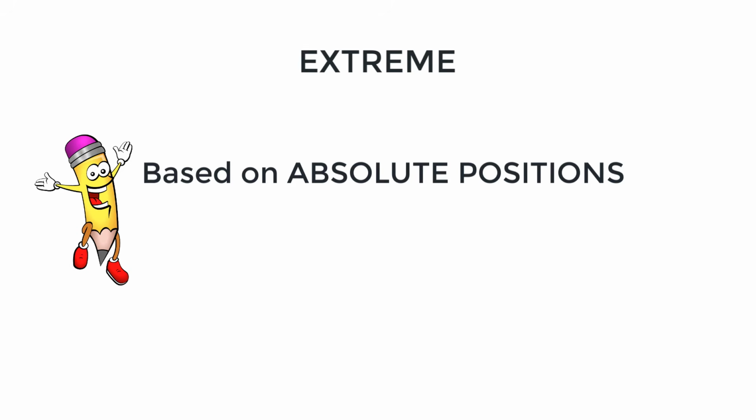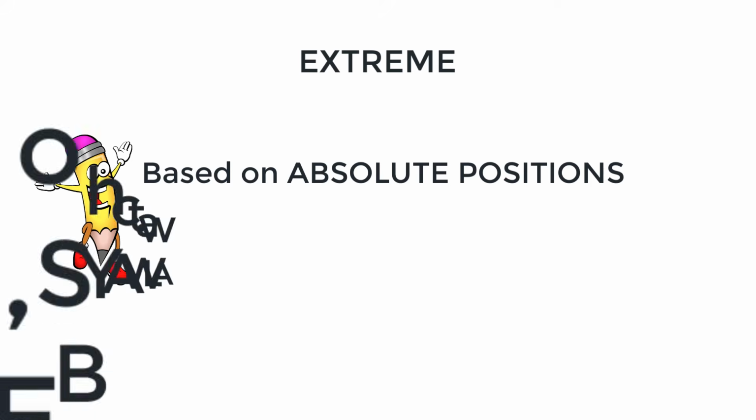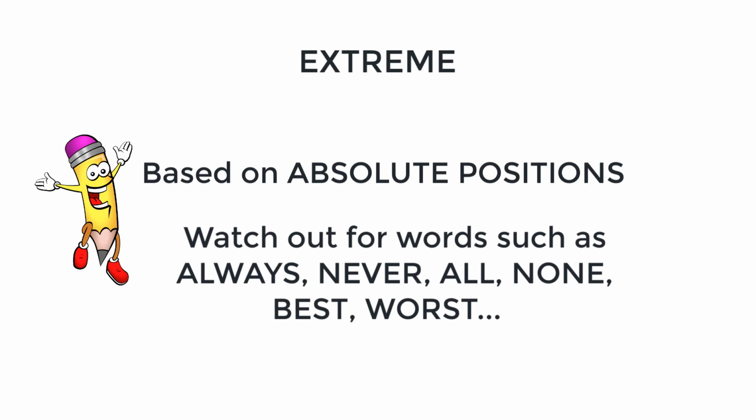And the last type of trap answer is the extreme trap answer. These types of distractors are based on absolute positions. These choices are almost always incorrect. Notice that I said almost always, because if I said always incorrect, I myself wouldn't be making an extreme assumption. So they are almost always incorrect unless stated in the passage. Be wary of distractors that have words such as always, never, all, none, best, worst, or any kind of absolute.